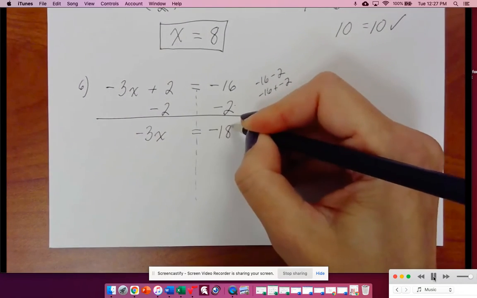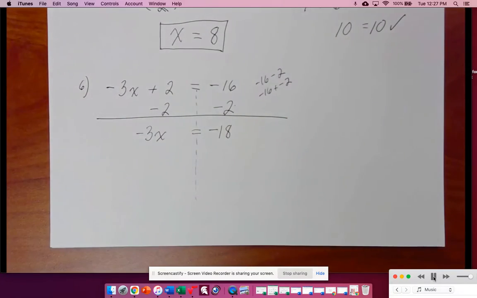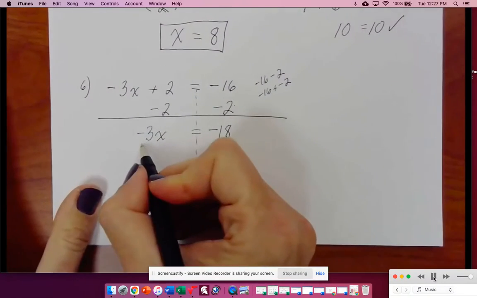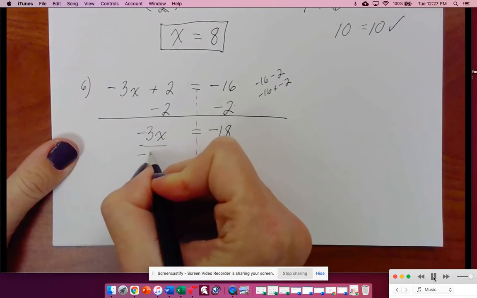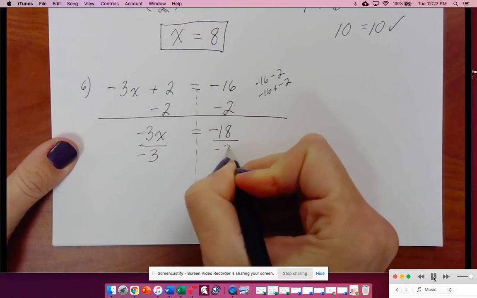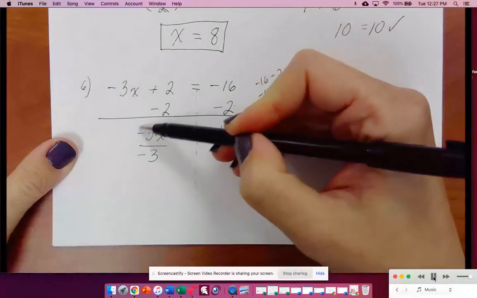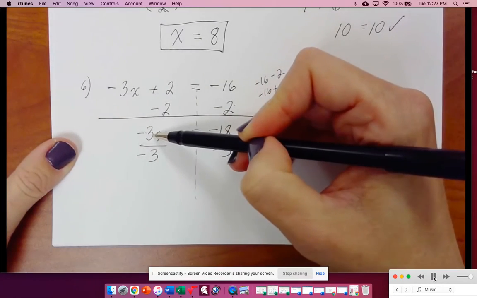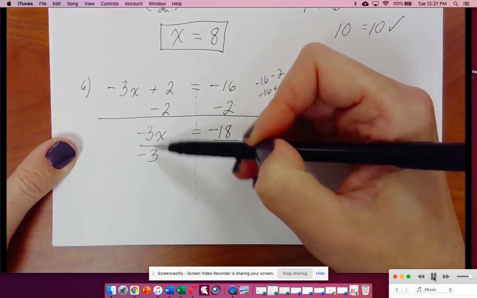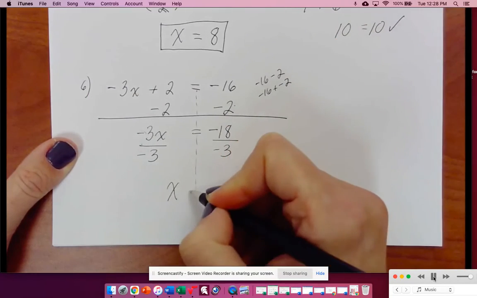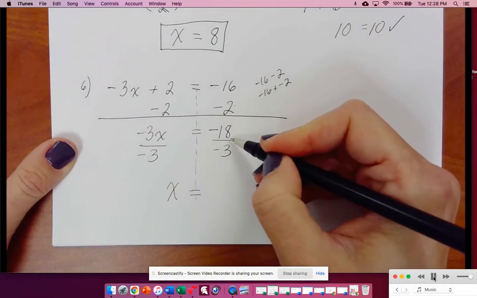Well, we didn't do this either. X is being multiplied by negative 3. You need to divide by negative 3. Okay, so you always divide by whatever that number is. If that's a positive, you divide by a positive. If that's a negative, you divide by a negative. All right, so a negative divided by a negative is a positive 6. We think the answer is positive 6.